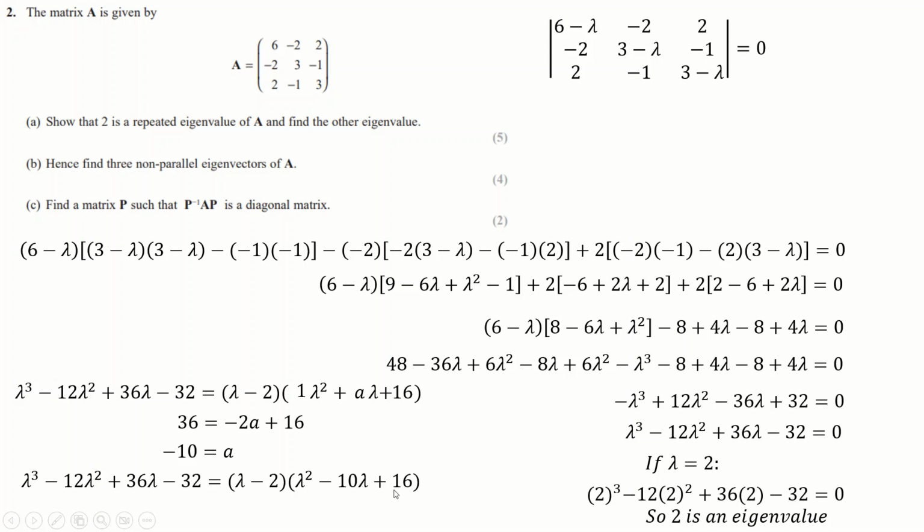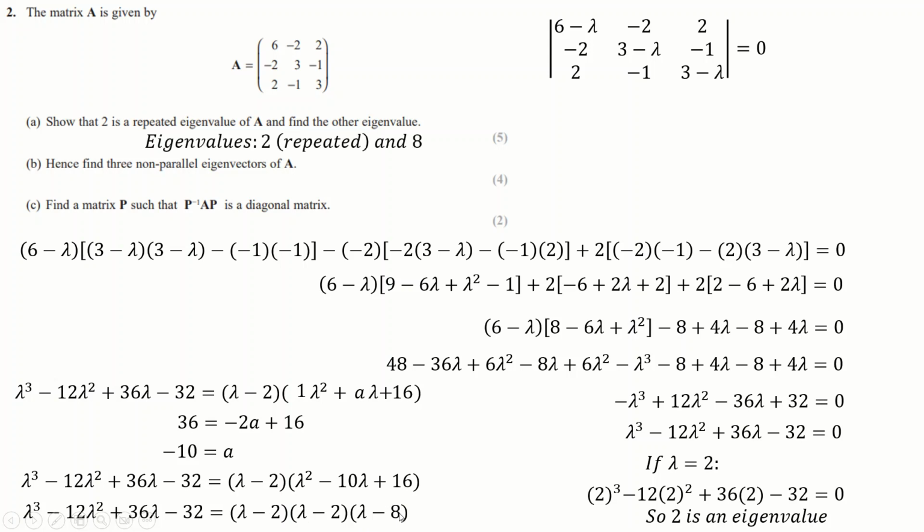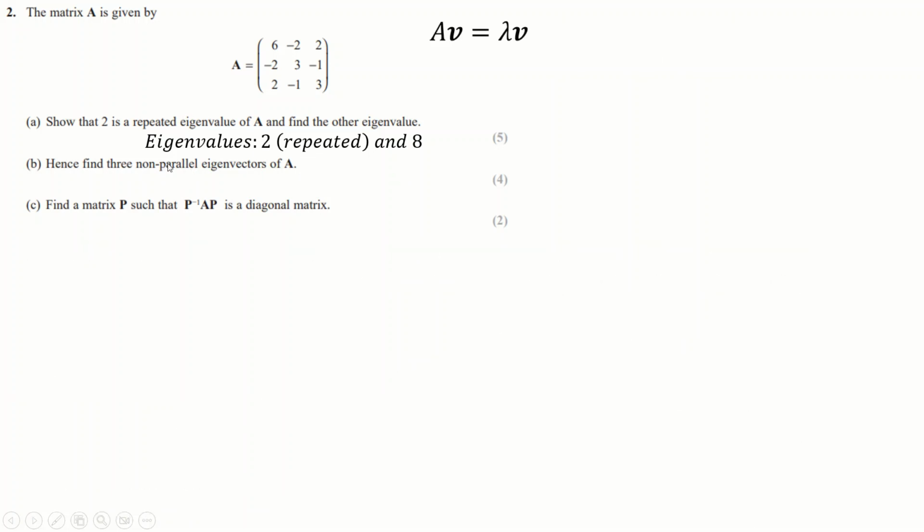That factorizes to lambda minus 2, lambda minus 8, I believe, which is great because now we've shown 2 is a repeated eigenvalue, and we've got a third eigenvalue of 8 here. So good. Cool. Hence, find 3 non-parallel eigenvectors. So let's run with the eigenvalue of 2 first. I think we're going to get two eigenvectors from 2, and then we'll get 1 from the 8.